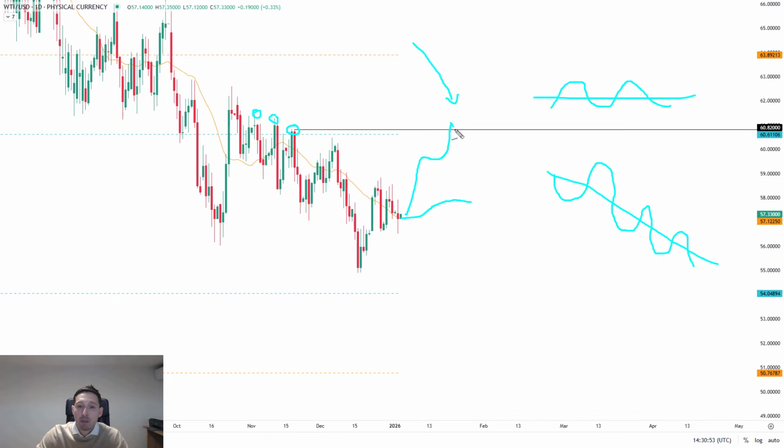If we get this, I'm going to be looking for a potential short back down towards the moving average, this kind of range play. If the market does not turn overbought next week, then I will not be trading crude oil next week.